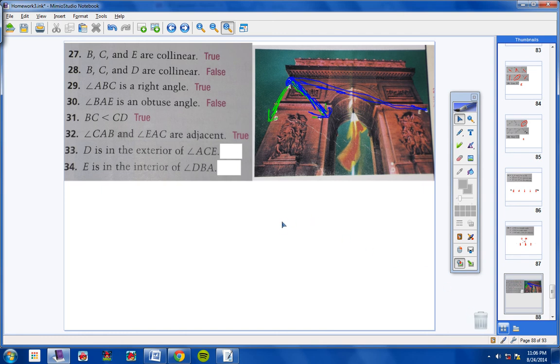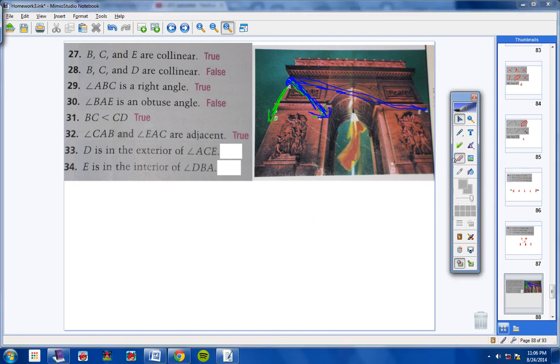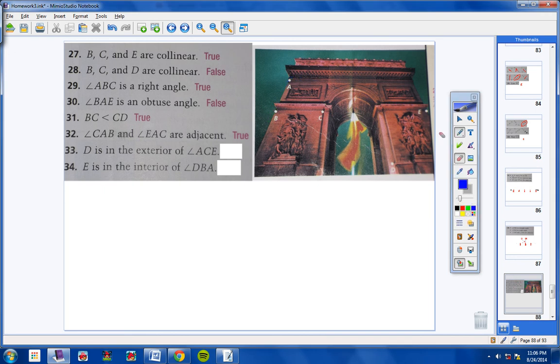Okay, number 33. D is in the exterior of angle ACE. So here's A down to C and then over to E. So there's the angle. The angle goes from here to here. D is in the exterior. Yes, that's true. Here's D down here. All of this is the exterior of the angle. All of this on the inside of the angle is called the interior part of the angle. So yes, that is true. Point D is on the exterior of the angle.